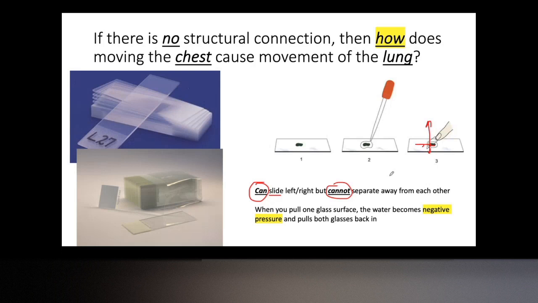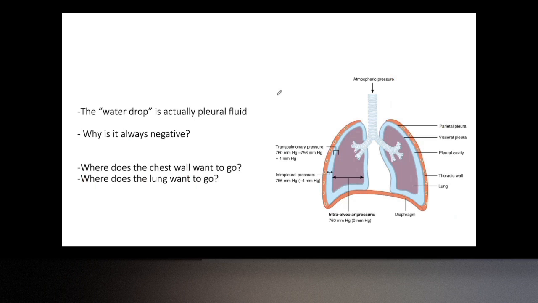The pleural fluid allows the 2 pleura to slide on each other, left and right, up and down. So they slide, however, they cannot separate. And this is what Lisa said, that when you pull 1 glass surface apart, there is negative pressure and pulls both glasses back in. Everyone okay with this? You like this example with the glasses, microscopy slide? Yeah, it's a good example. This is Kittner's example. So we finish with the pleural.